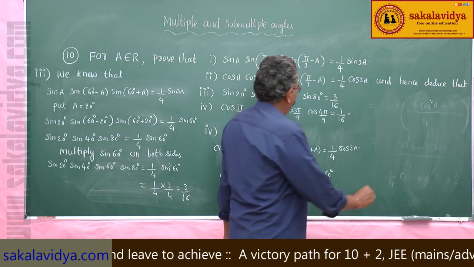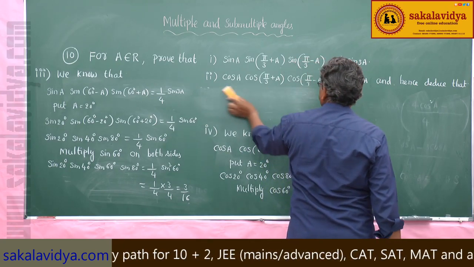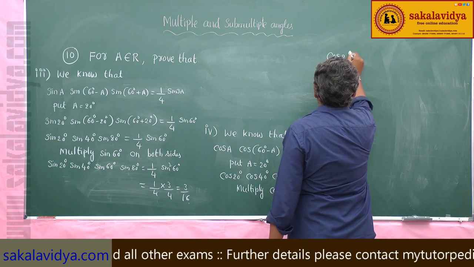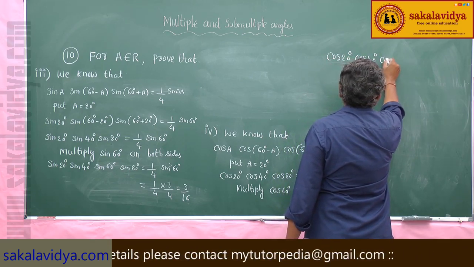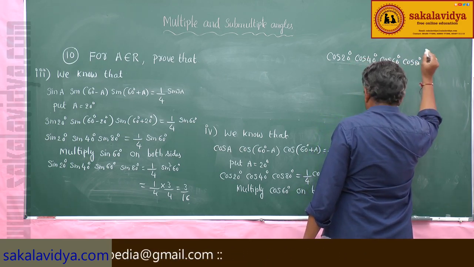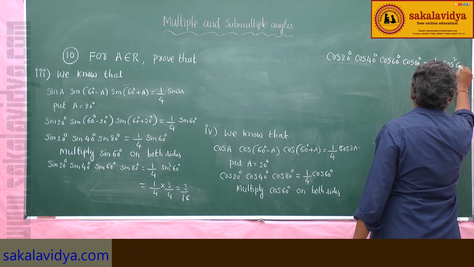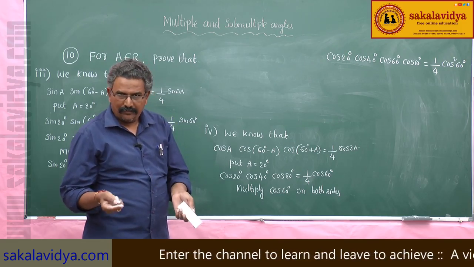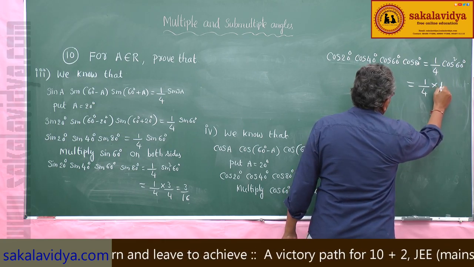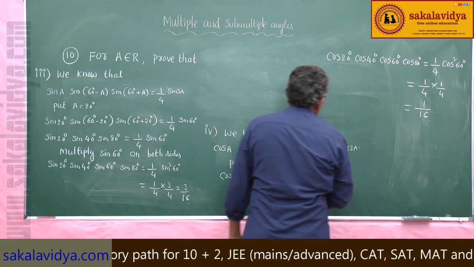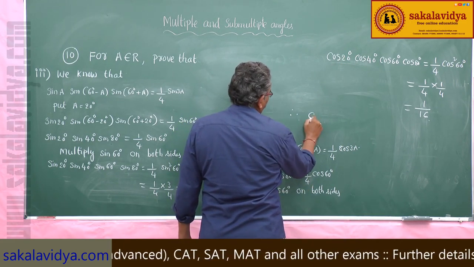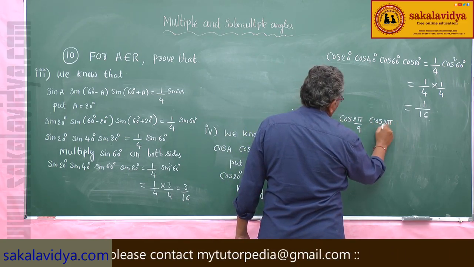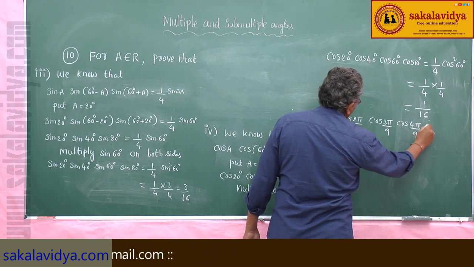So, now we get cos 20, cos 40, cos 60, cos 80 equal to 1 by 4 cos square 60 degrees. We know that cos 60 degrees is equal to 1 by 2. What is cos square 60? That is 1 by 4. So, this is equal to 1 by 4 into 1 by 4. So, hence this is equal to 1 by 16. Therefore, now 20 is replaced by pi by 9. This is cos pi by 9, cos 2 pi by 9, cos 3 pi by 9, cos 4 pi by 9 equals to 1 by 16.